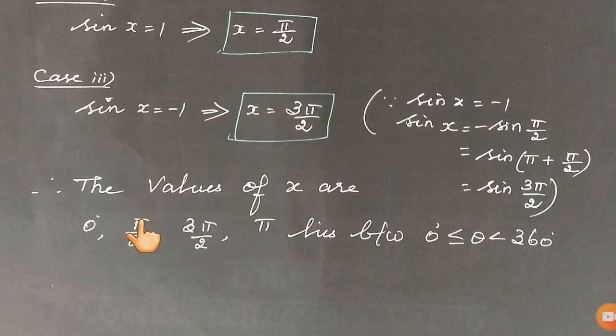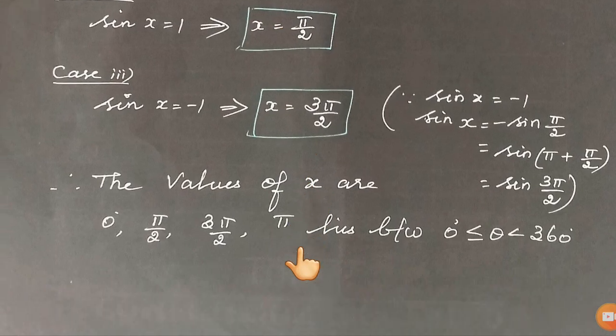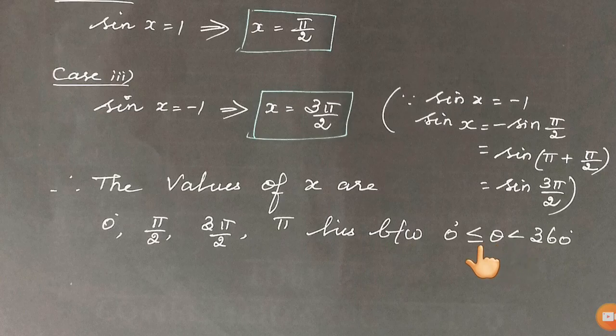Therefore, the values of x that we obtained are 0, π, π by 2 and 3π by 2. So they lie between 0 degrees less than or equal to theta less than 360 degrees.